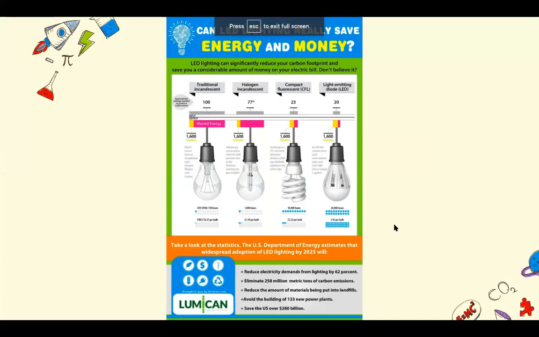This is a very cool picture to look at. It shows you all the different light bulbs, and it shows you how much wasted energy you have in each light bulb. And you see over here that the LED light bulb, which is light emitting diode, has the least amount of wasted energy. Because it has the least amount of wasted energy, that means that it's more energy efficient.